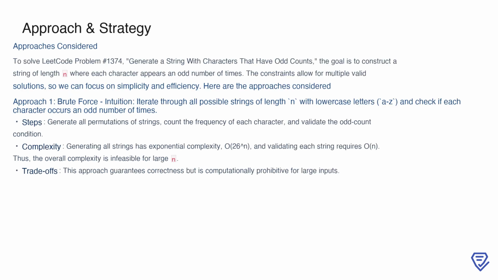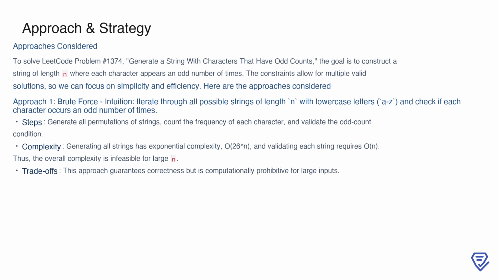To solve this problem, the objective is to generate a string of length n where each character appears an odd number of times. Because multiple solutions are possible, we can focus on approaches that are both simple and efficient. First, let's consider a brute force approach. The intuition here is to iterate through all possible strings of length n using lowercase letters from a to z and check if each character satisfies the odd count condition.